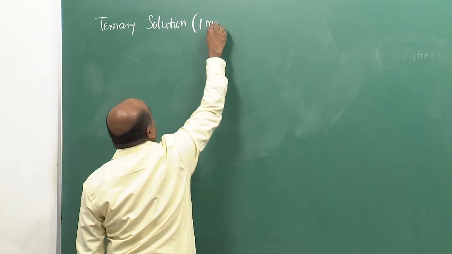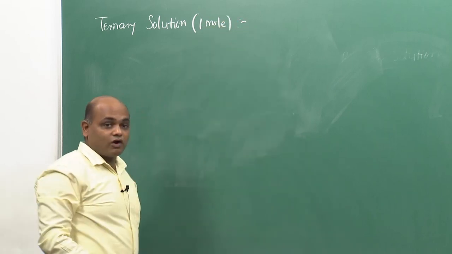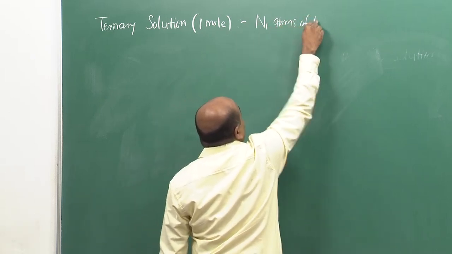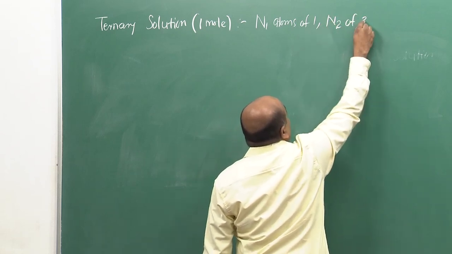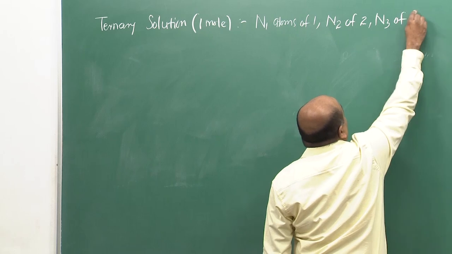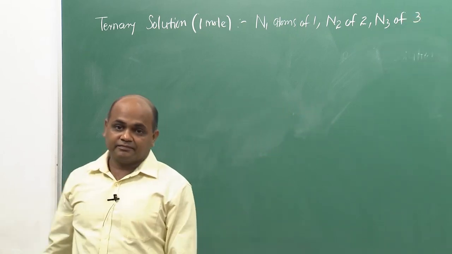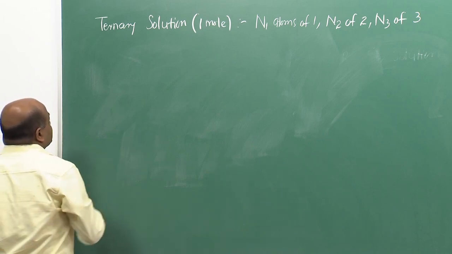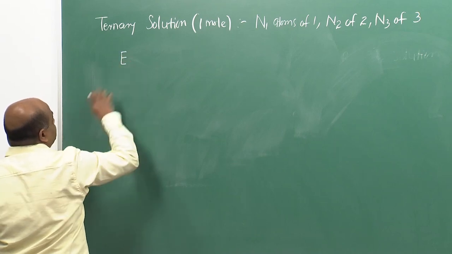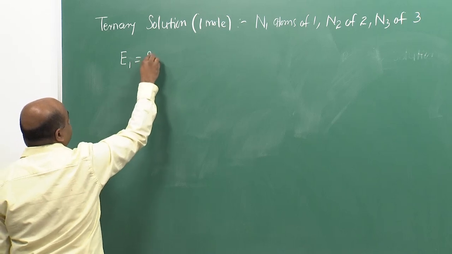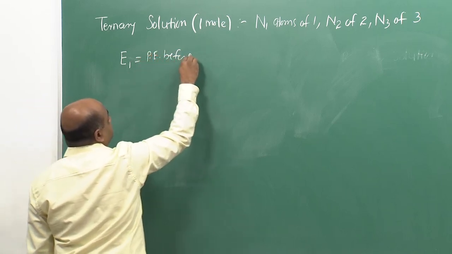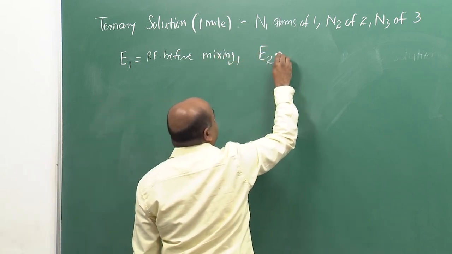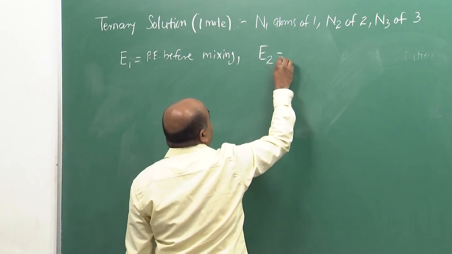We are considering 1 mole of solution formed by mixing of N1 atoms of 1, N2 atoms of 2 and N3 atoms of 3. So, let us denote their potential energy before mixing as E1 and potential energy after mixing as E2.